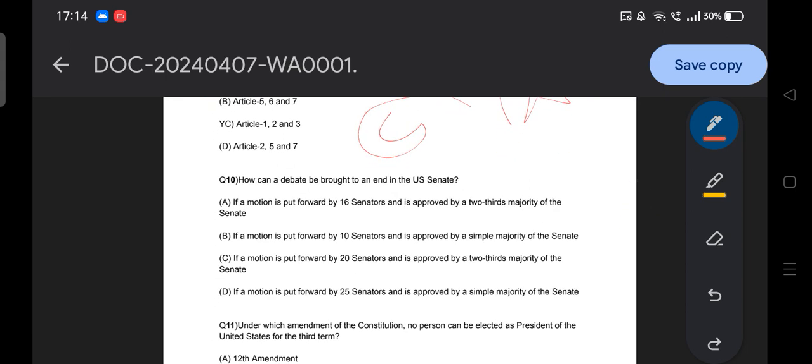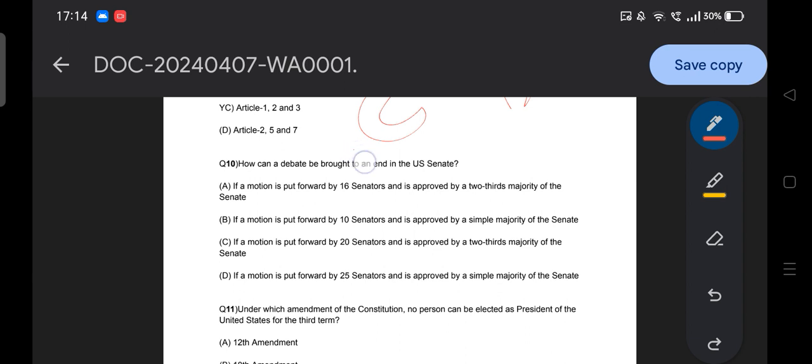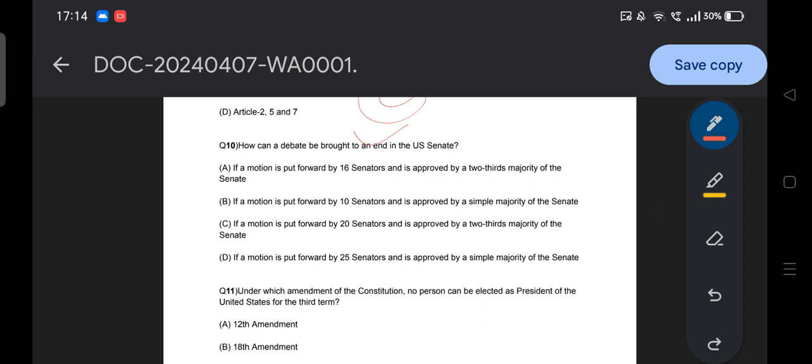Then moving to the next: how can a debate be brought to an end in the US Senate? These are the options, and this highlights something. Our objective is not just to provide the answer, since I hope you all know it, but to understand what we need to study, because we are going to start our discussion with comparative politics and government as mentioned in our syllabus. But what do we have to study from there? There is a river of knowledge with respect to the syllabus, but we need to limit ourselves to limited time and limited effort, which will maximize our result.